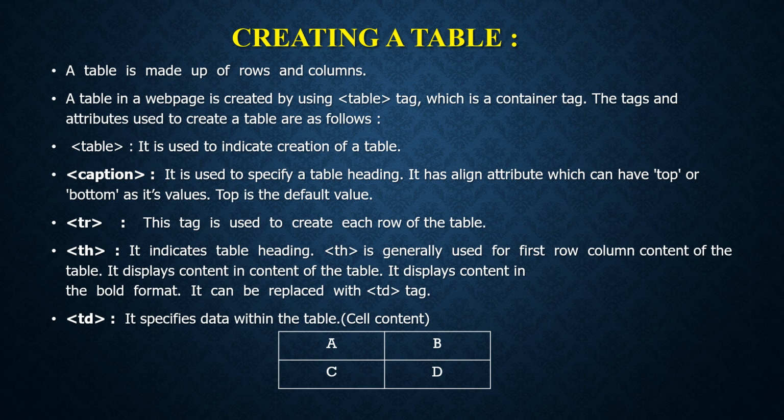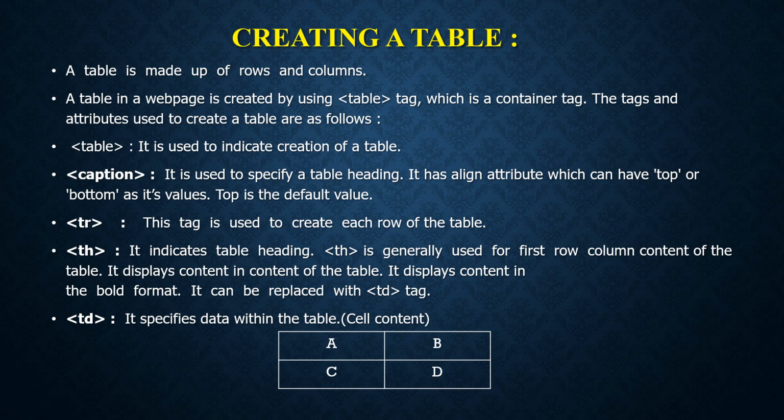So a tag is always enclosed within angular brackets. So here, to insert a table within the web page, we use the table tag and the closing tag is slash table. It is a container tag or pair tag because slash table is always given after the ending of the table. The tags and attributes used to create a table are as follows. So first one is the table tag, which is used to indicate the creation of a table. Always the table starts with the table tag.